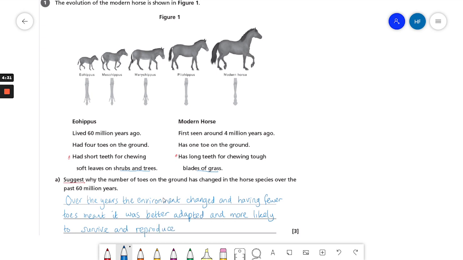Now, there's likely to be 1 mark here for noting that the environment changed. 2nd mark for saying that having fewer toes meant it was better adapted. And then the final mark for linking that to the fact that therefore it's more likely to survive and reproduce and then pass on those genes to the future offspring. And that's your 3 marks.